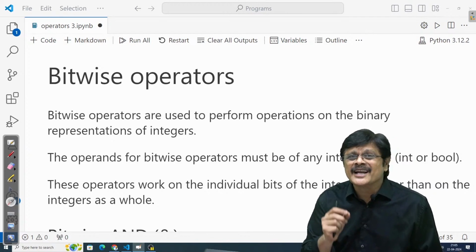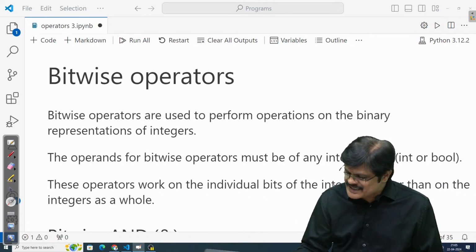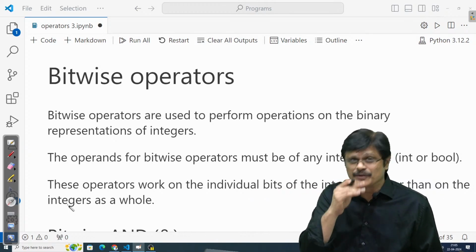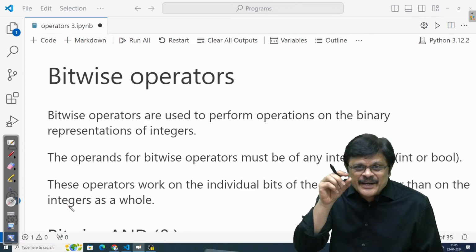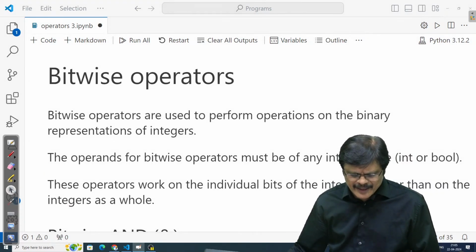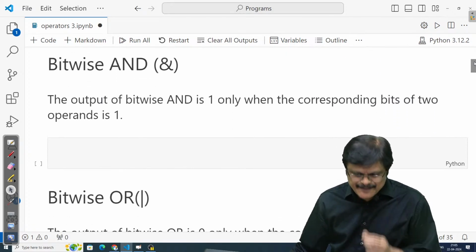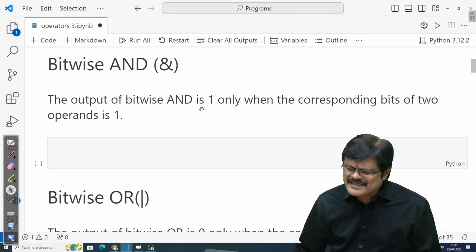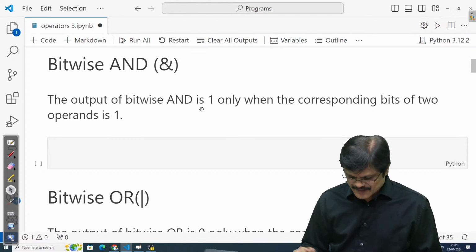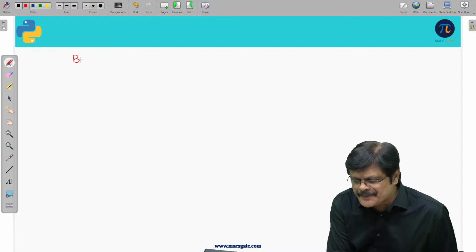These bitwise operators work on the individual bits of the integers rather than on the integer as a whole. It is a little interesting story, so we'll try to understand it with examples. The first one is the bitwise AND operator. The output of bitwise AND is 1 only when the corresponding bits of the two operands are 1. I'll take a simple example to explain this.